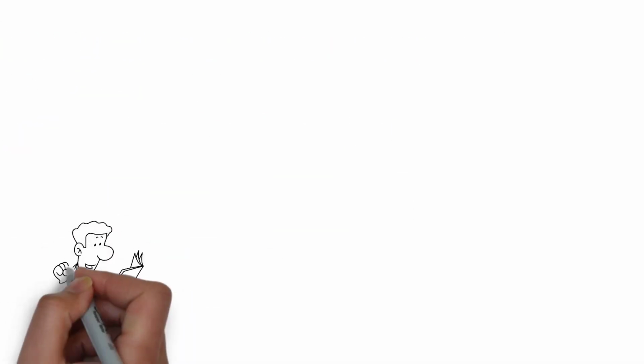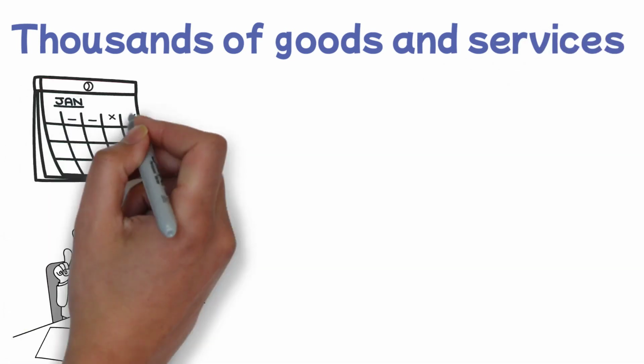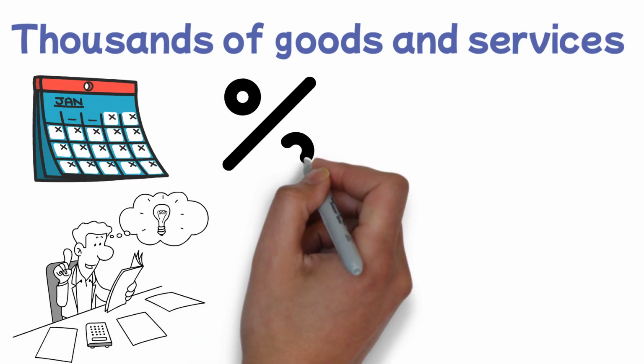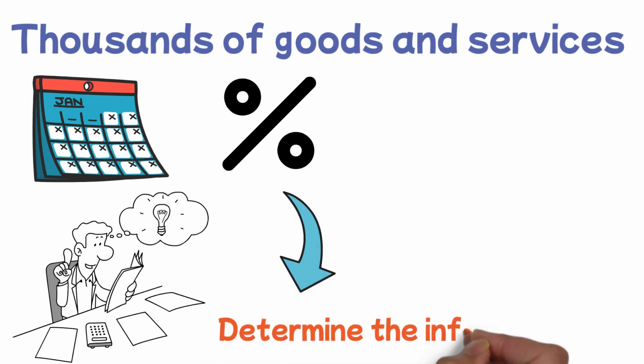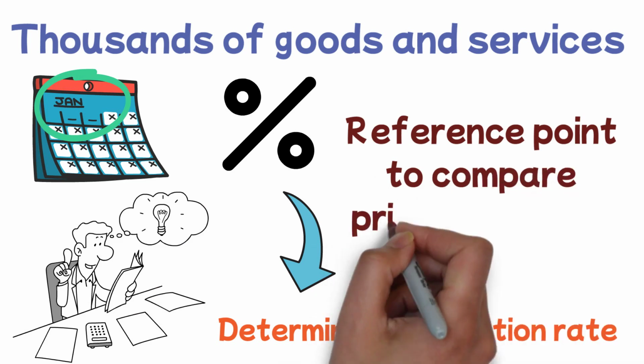The CPI is calculated by tracking the prices of thousands of goods and services and comparing them to a base year. The percentage change in prices over time is then calculated to determine the inflation rate. The base year is the year that is used as a reference point to compare prices over time.